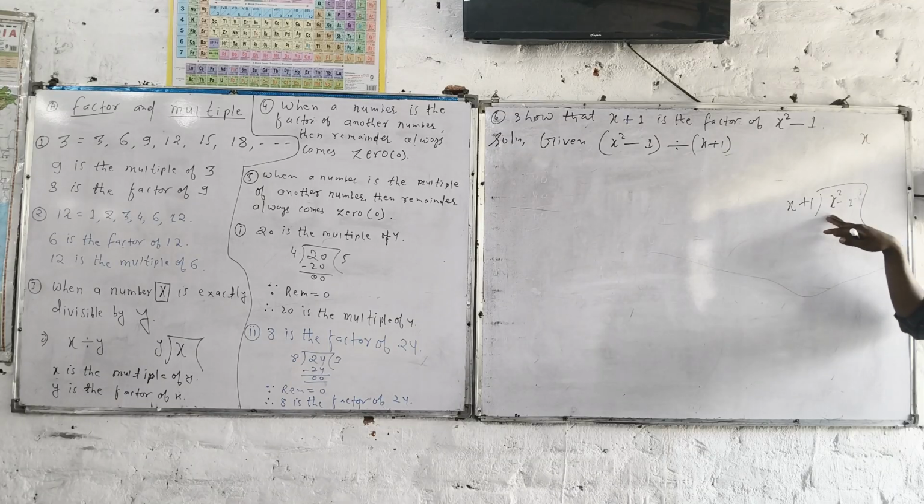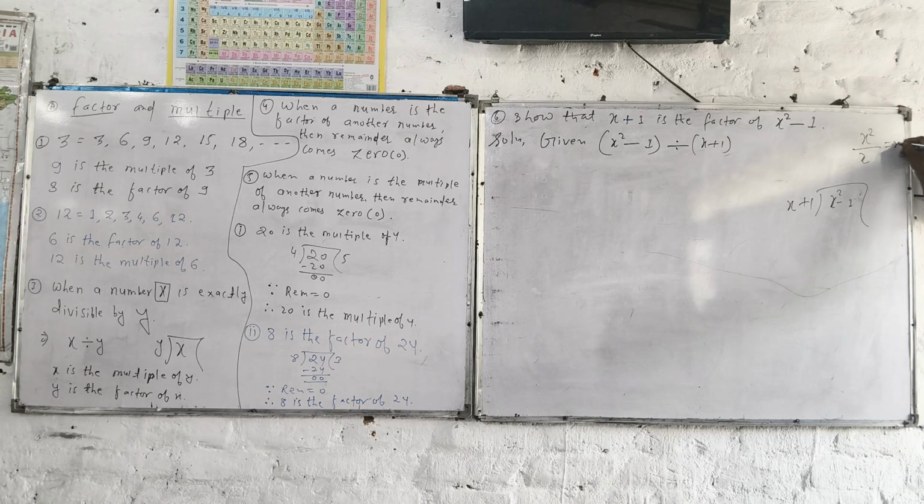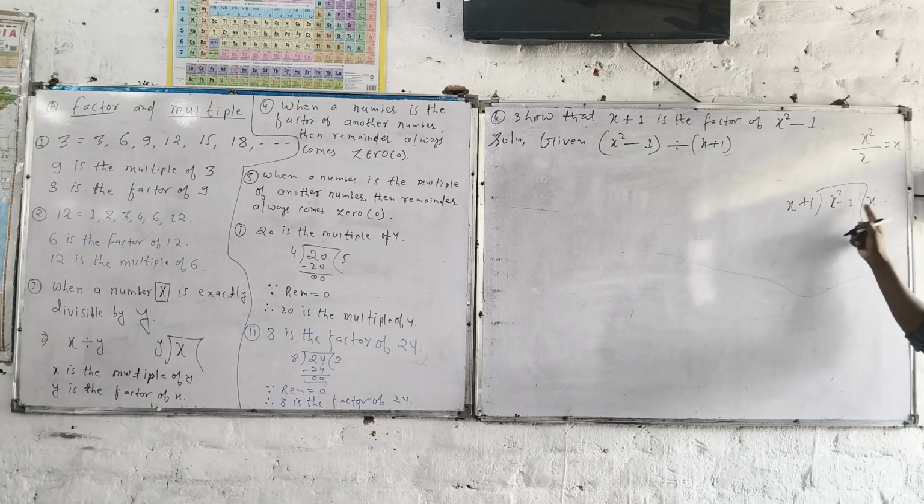Very good. First term of dividend and first term of divisor, right? The first term of dividend, x squared, divided by x, you will get x, right? No need to write the plus sign, we can just write x. Multiply with this one. What will you get, guys? x multiplied by x squared... you will get plus x, right?